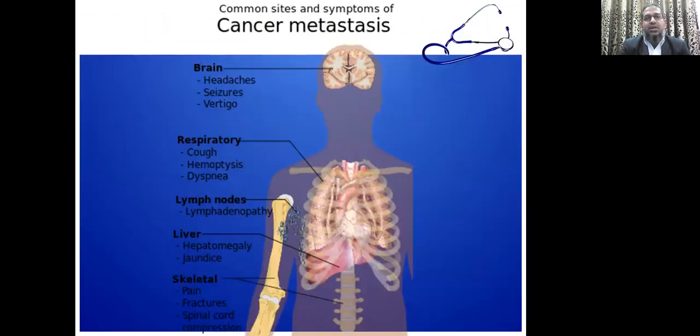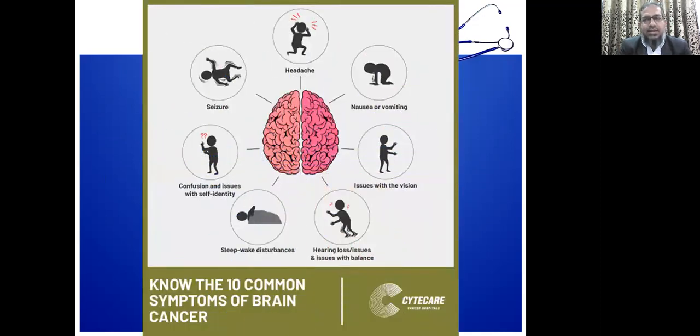Then there are some cancers which are not detected in their primary original organ, but the cancer spreads from those organs to other organs. Most commonly, we find the spread or metastasis in the brain, so the person will have signs and symptoms related to the brain, like headaches, seizures, or vertigo. Whereas in respiratory spread, there will be a cough, blood in the sputum, dyspnea, and breathlessness. Then lymph nodes will be enlarged and palpable. In case of liver spread, there will be hepatomegaly, or enlargement of the liver, and the patient will have jaundice. If the cancer spreads to the bone, then the patient is likely to have bony pain, fractures, and spinal cord compression. So these are some places where the cancer can spread.